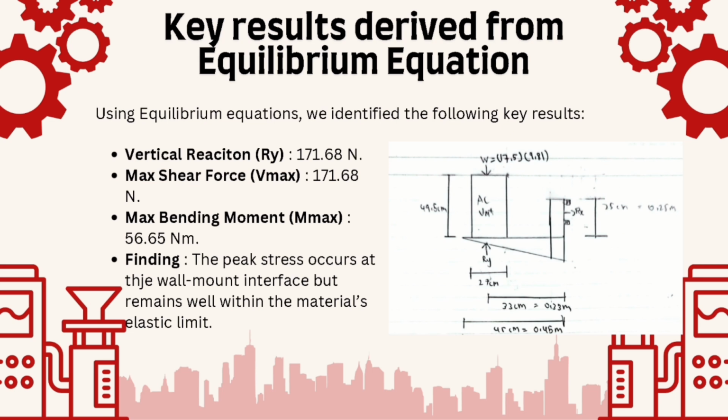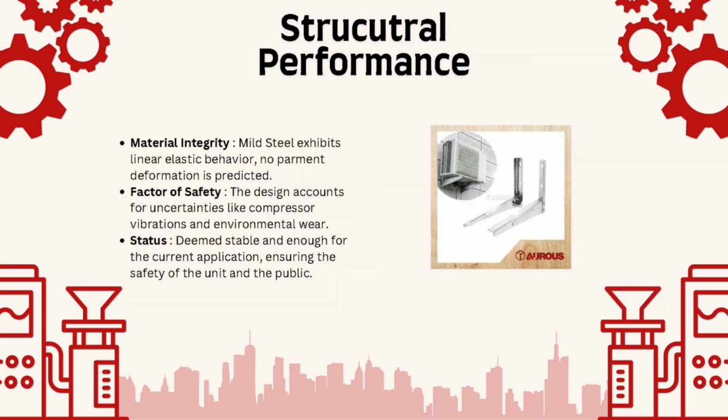First, a vertical reaction at the wall. Second, a maximum shear force. And most importantly, a maximum bending moment at the wall connection. Structural performance. Our analysis confirmed that the structural performance is stable and adequate. Because the brackets are made of mild steel, they exhibit linear elastic behavior. This means the moment remains well within the material yield limit. We have also calculated a conservative factor of safety, which ensures that the structure can handle unexpected vibration from the compressor without any permanent deformation.